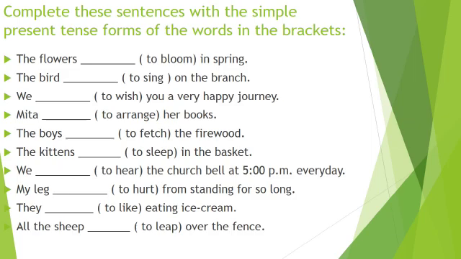Next one, the bird dash on the branch and the verb is sing. Bird, how many words? Only one bird. Bird is singular. So with singular we will add s to the verb and the verb is sing. So write s with the verb sing. So answer would be the bird sings on the branch.